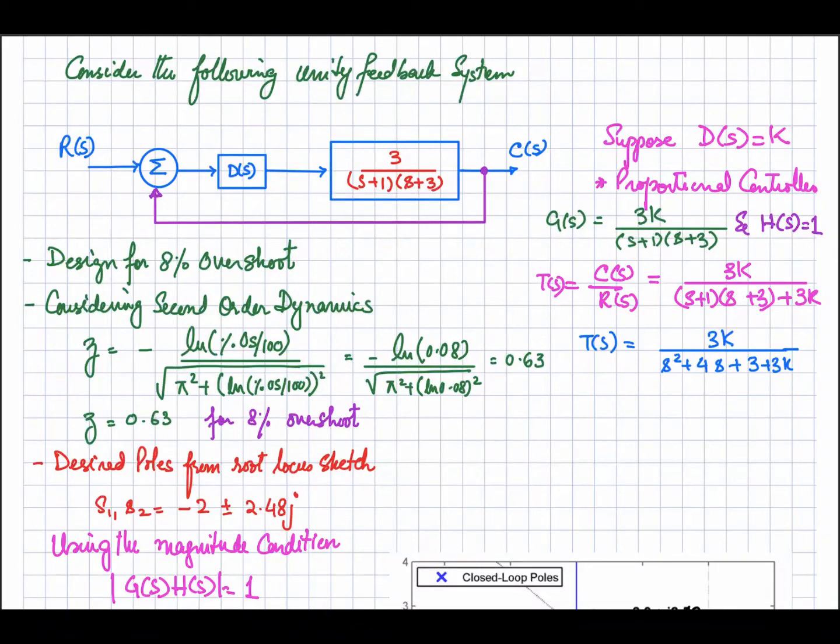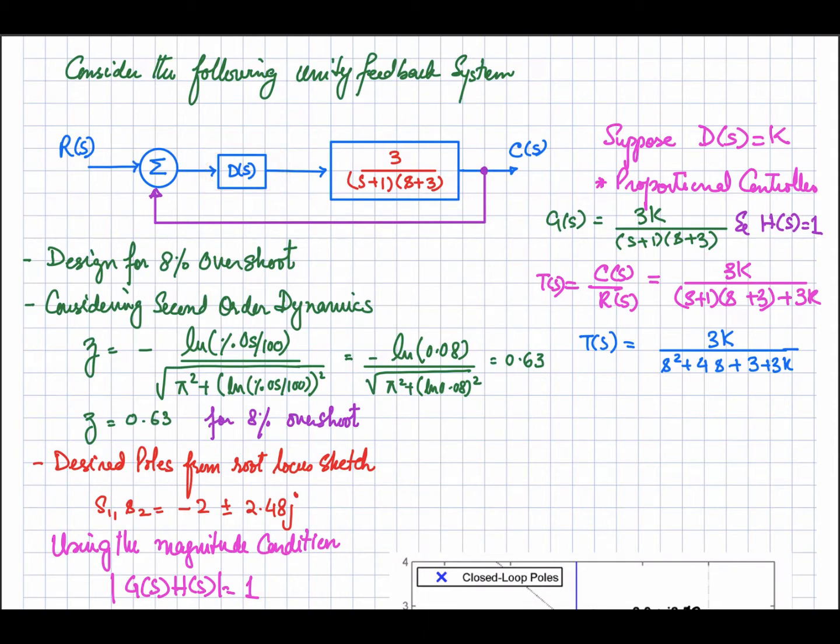Bismillahirrahmanirrahim. In this video, we are going to discuss the compensator design. So let's consider the system that is shown in front of you. The transfer function of the system is 3 by (s plus 1)(s plus 3). And this is the controller that we are going to design to get certain required specifications.